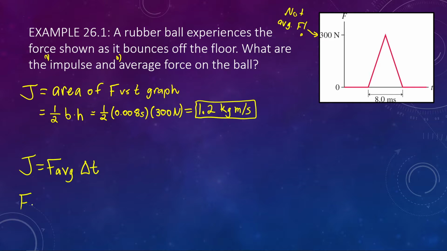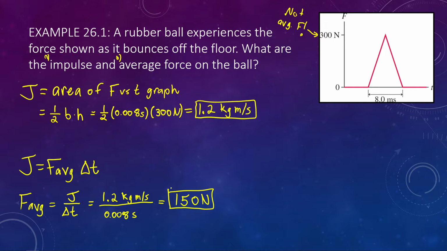So if we're looking to solve for F average, that would simply be the impulse J over the time interval delta t. We do know both of these numbers. We solved for the impulse in the first part, and the time is given to us, so we can solve directly. 1.2 kilogram meters per second divided by the time, which was that 8 milliseconds, or 0.008 seconds. This comes out to be 150 newtons. And there you have it. You are able to solve for both the impulse J and the average force through this process.